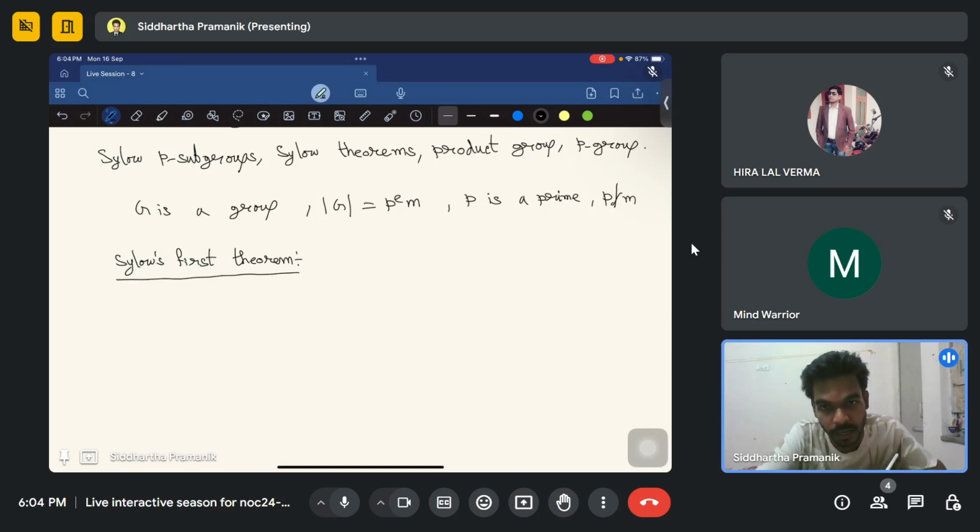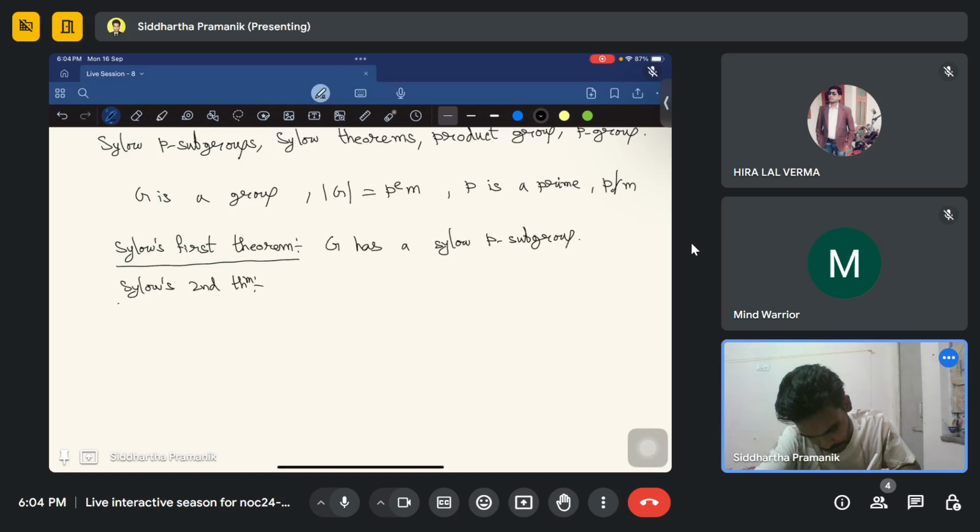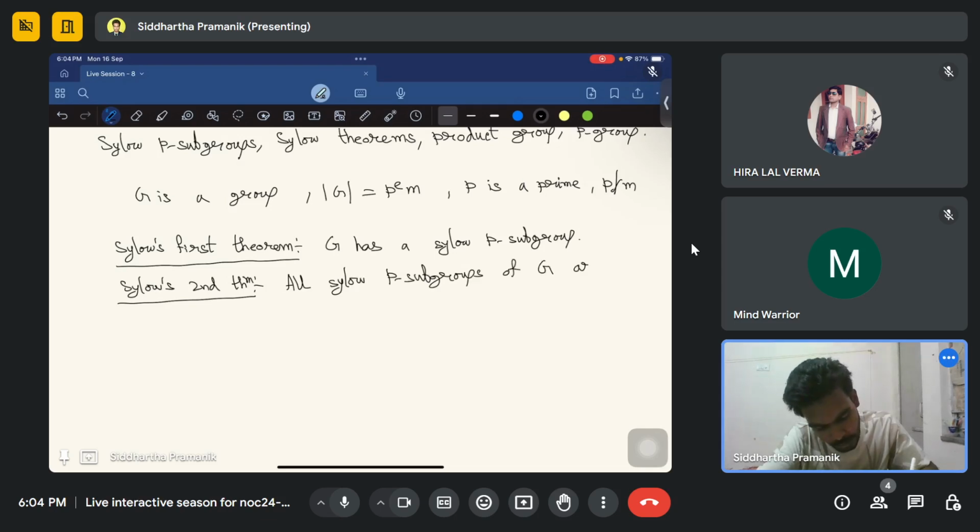So the first theorem is about the existence of a Sylow p-subgroup. The first theorem is: G has a Sylow p-subgroup. And the second Sylow theorem is that all Sylow p-subgroups of G are conjugate.